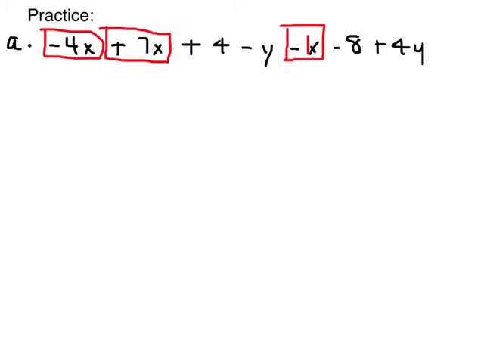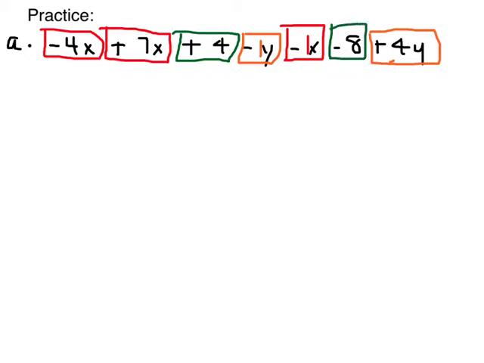Let's do the y terms. I've got a negative 1y, put a 1 there, and then I've got a positive 4y, and that's all the y terms. Then let's do the ones that don't have any variables. If you need to, write it out on your paper and then box them in or color them in some way. Or sometimes I put shapes around them. I'll do that in the next one for you.